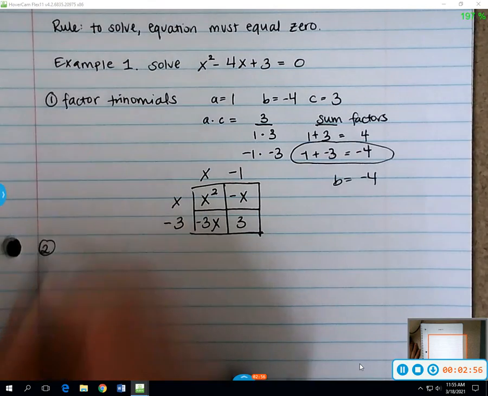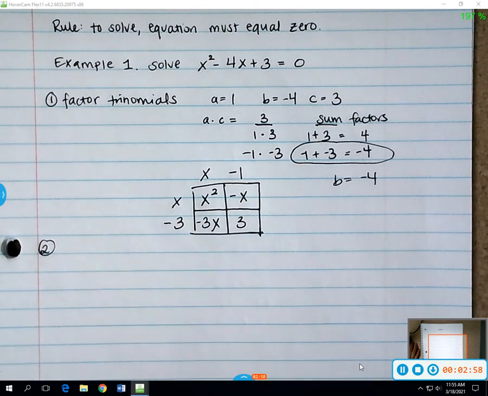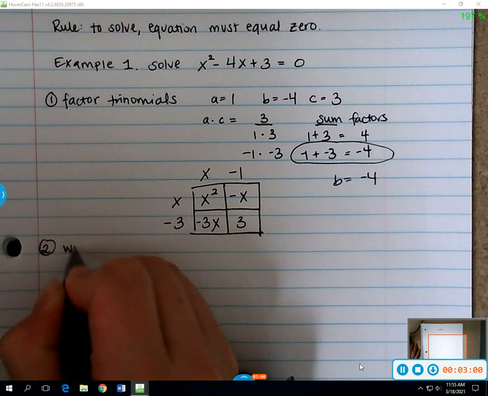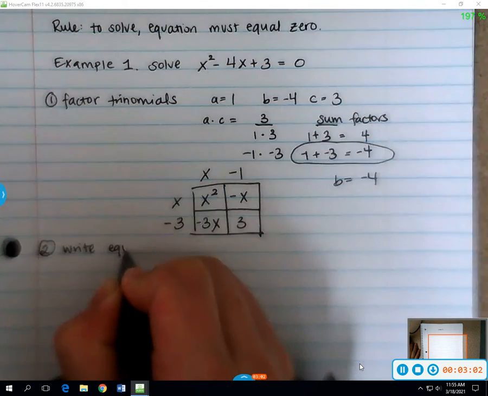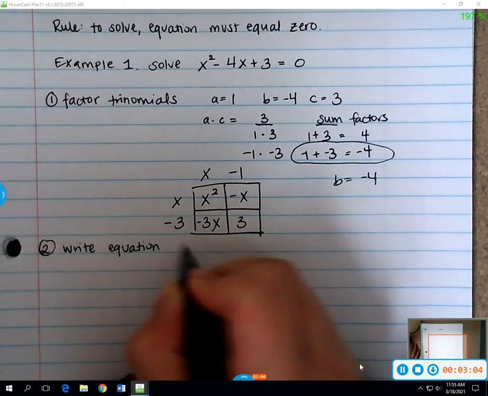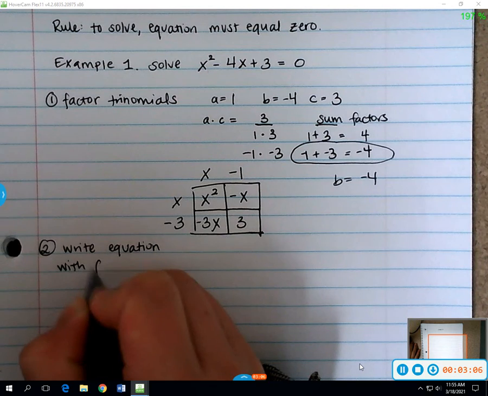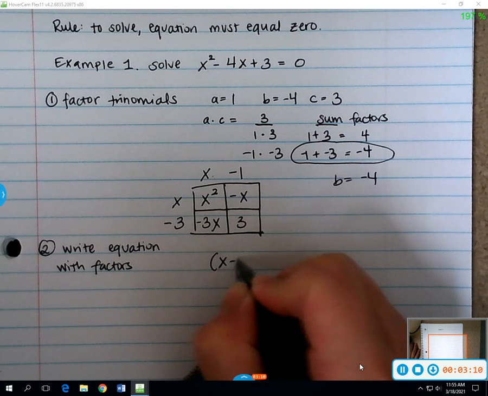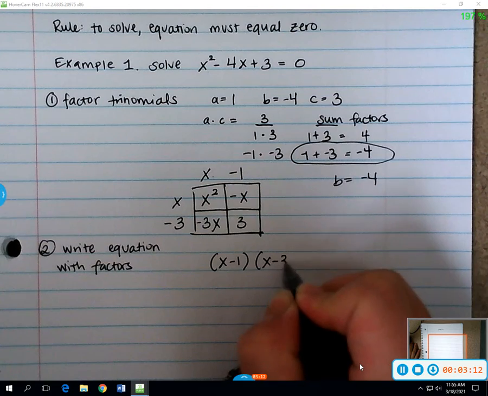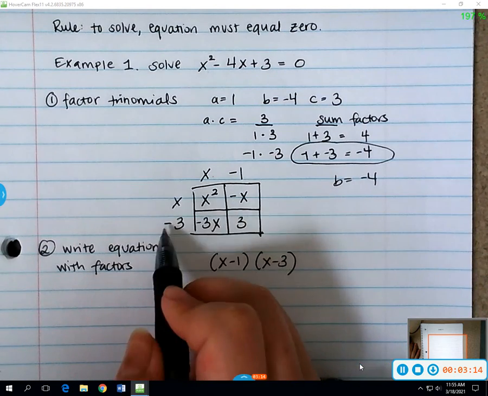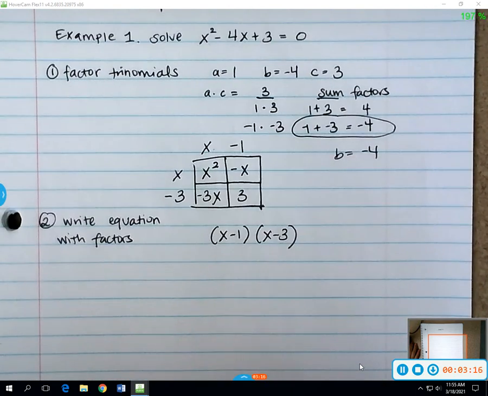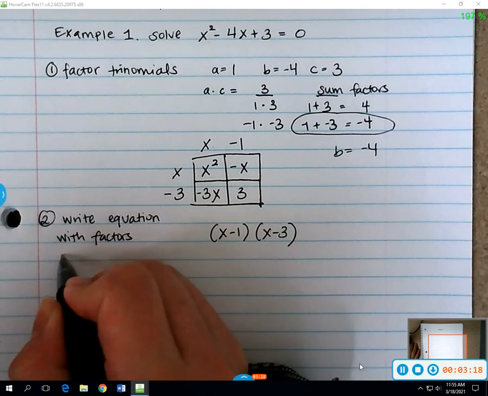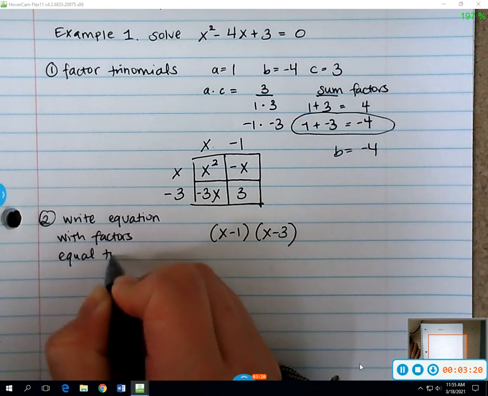This is our step 2. For step 2, we need to write our equation with the new factors. So x minus 1 and x minus 3. Remember, I just got this from the outside of the box. And when we're writing the equation, it's really important to make sure that it's equal to 0.